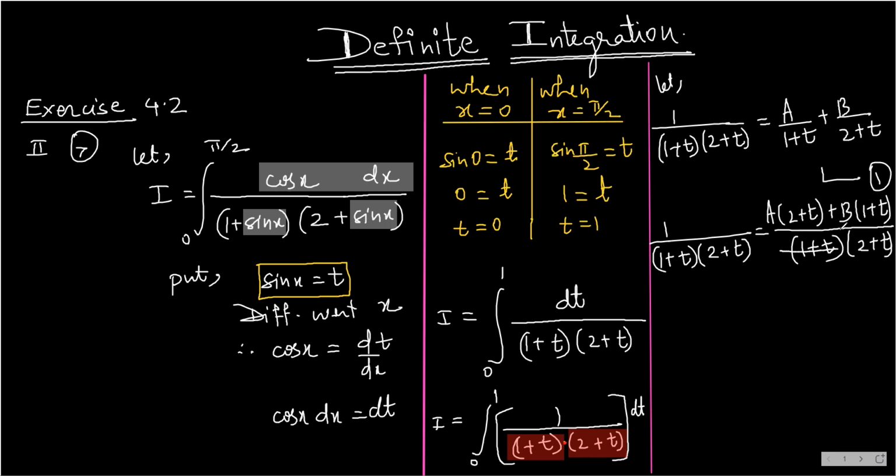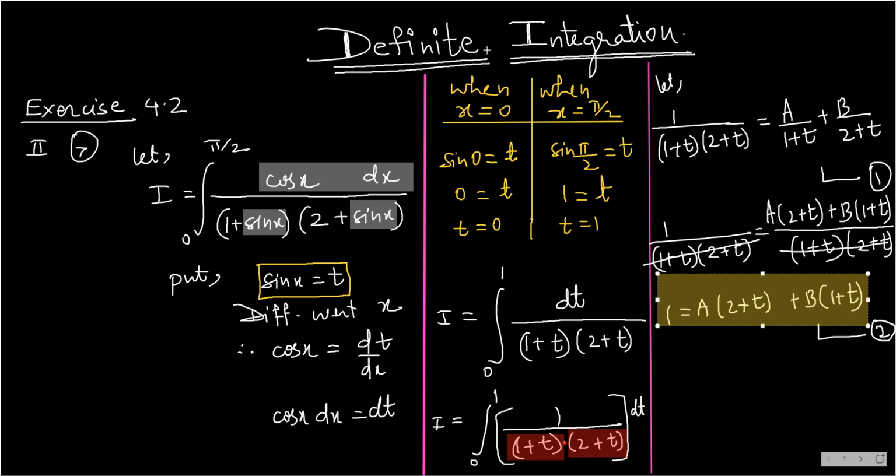Now the LCM is (1 plus t)(2 plus t). This cancels, and I get 1 equals a into (2 plus t) plus b into (1 plus t). This is equation number 2. Remember that this is an identity, which means it is true for all values of t.